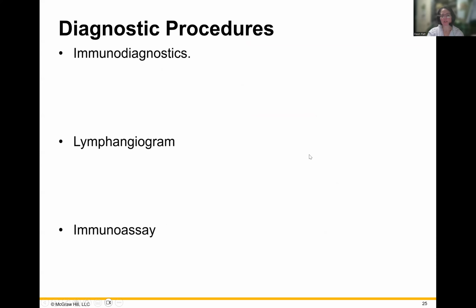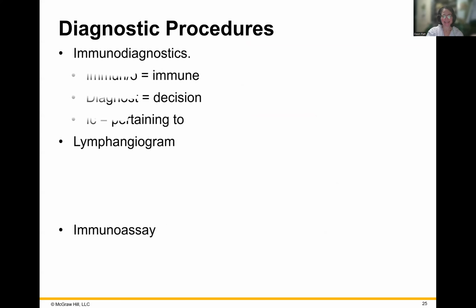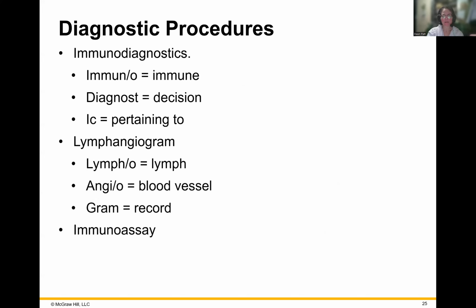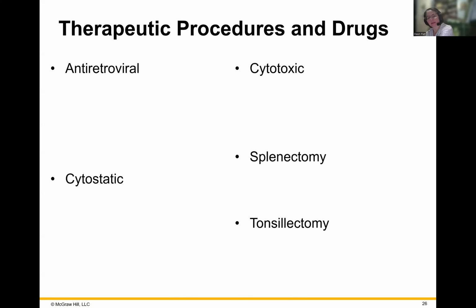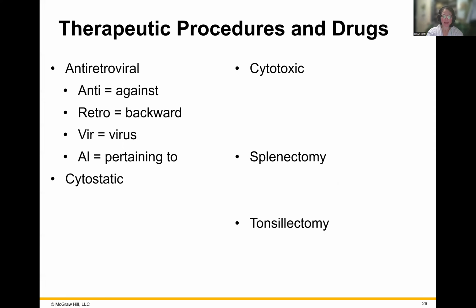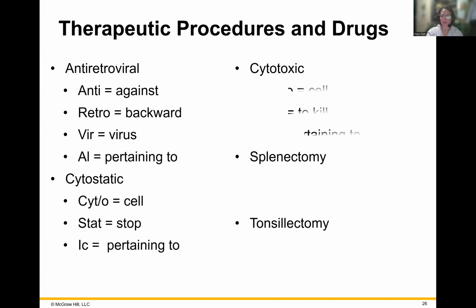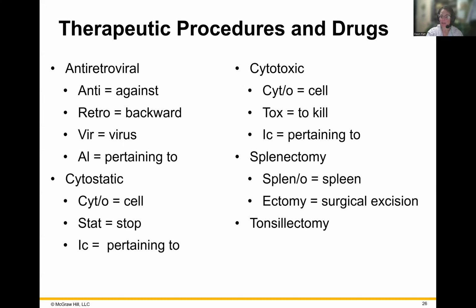All right, diagnostic procedures, immunodiagnostics, lymphangiogram, and immunoassay. Therapeutic procedures and drugs. Antiretroviral, cytostatic, cytotoxic, splenectomy, which we already talked about, and tonsillectomy.